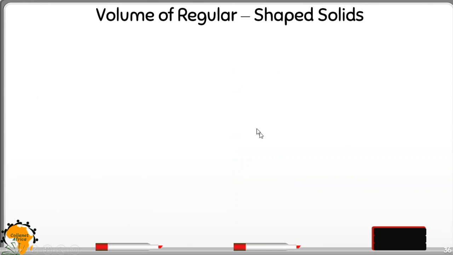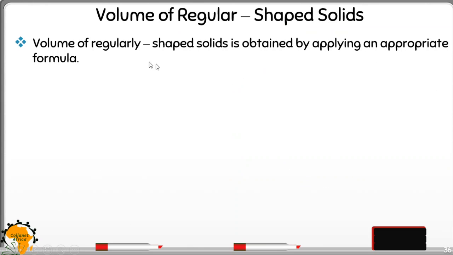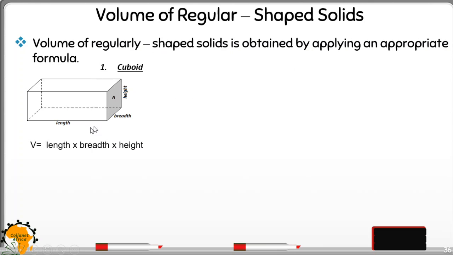We move to volume of regular shaped solids. Now when you have regularly shaped solids, we obtain their volume by applying the appropriate formula. We start with the cuboid. When we have the cuboid, we get the length multiplied by breadth and the height. And as you are going to see, whenever we are talking of the volume, we always talk of base area times height. The base is length times breadth, then multiplied by height.